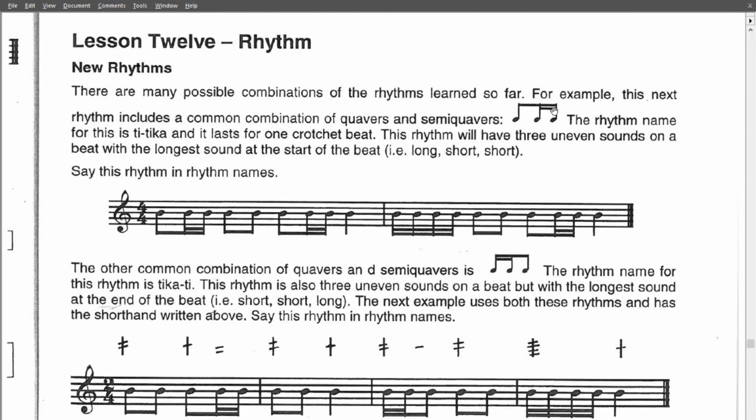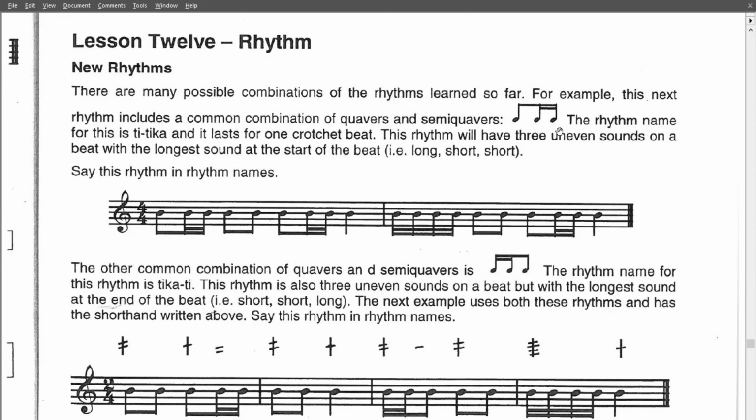Normally we see semiquavers in groups of 4, but because there's a quaver taking up the rest of the beat, there's only 2. Now we call this ti-ti-ka because quavers are usually called ti or ti-ti if there's 2 of them, and semiquavers are called ti-ka ti-ka or just ti-ka if there are 2 of them. So this rhythm is called ti-ti-ka or long short short.